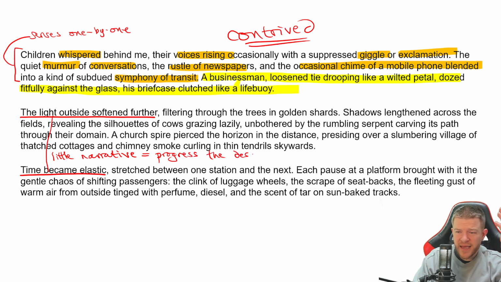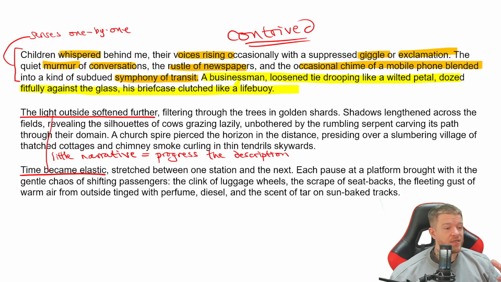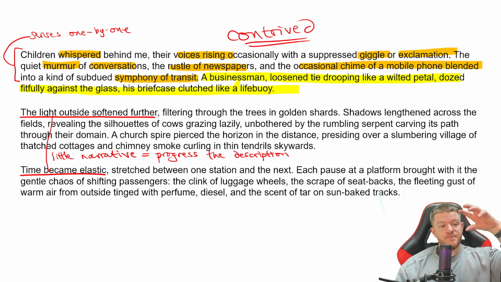What I mean by that is if the light is softening, then the experience of what we see outside is different and we can do something new with it. So the passing of time in description is a really valuable thing to do. Just don't get bogged down into describing a bunch of narrative events for one specific character.